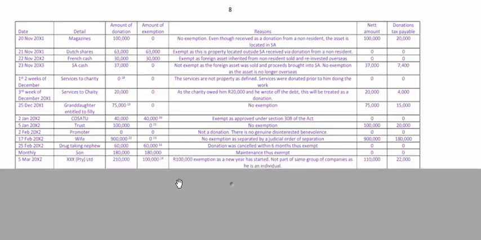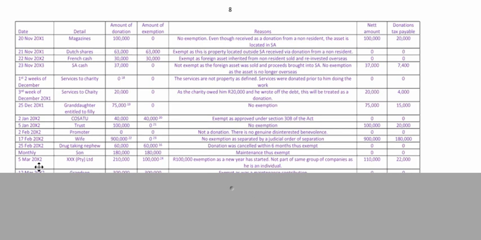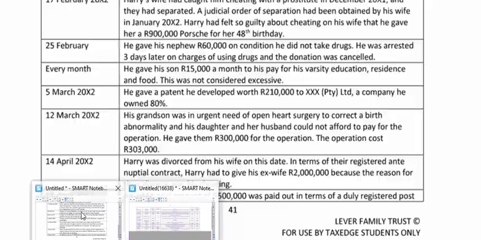Okay. It's now in a new year because this is on the 5th of March of the next year. It's finished this year. So because he's in a new tax year, he gets a new 100,000 annual exemption.